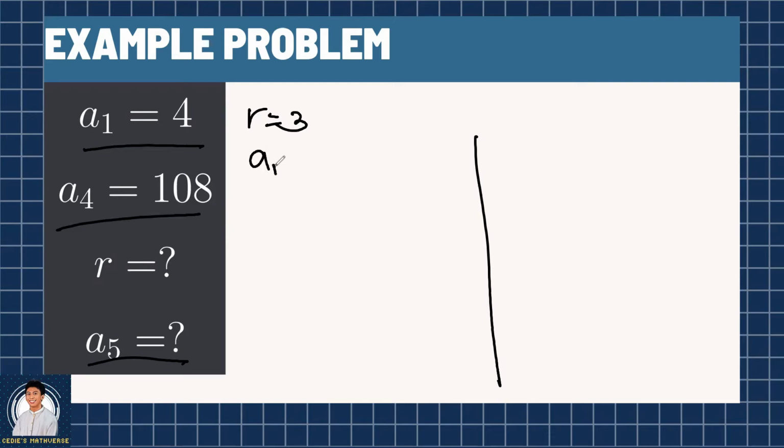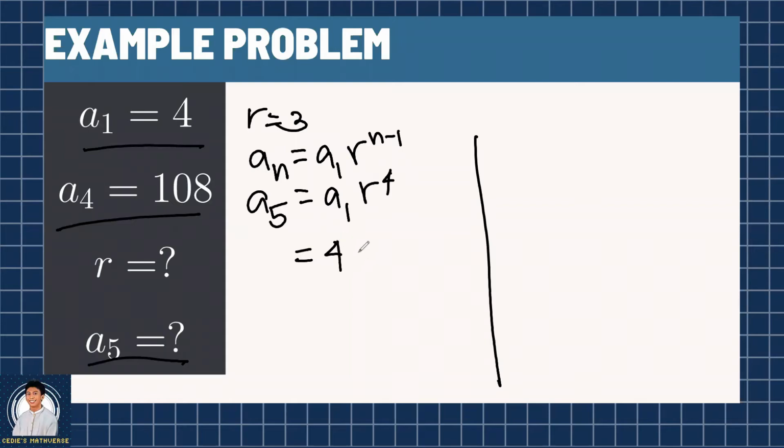So, a sub n equals a sub 1 multiplied by r raised to n minus 1. So, a sub 5 equals a sub 1 r raised to quantity 5 minus 1. So, this is r raised to the fourth power. Then, a sub 5 equals 4 times the common ratio, 3, raised to the fourth power. This becomes 4 times 81, which is 324.